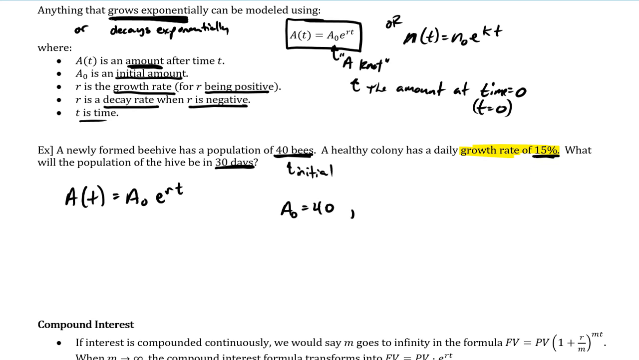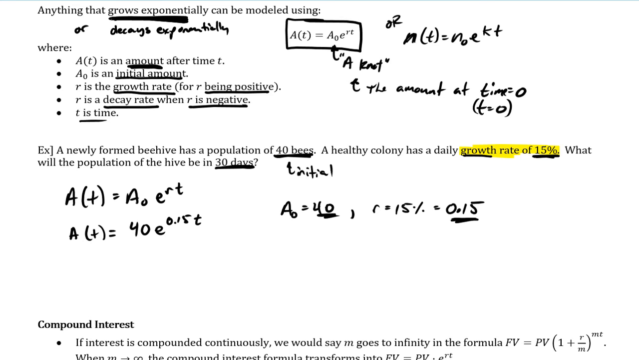Then they say a healthy colony has a growth rate of 15%. It's a growth rate, so that means it's positive. And it's given as a percent, but in our equation, we will need to change it to a decimal. So we will use 0.15. All you have to do is move it 2 to the left to get that. And then t is t. So for now, this is all I need to plug in for my formula. We're changing the A naught into 40, and then changing the r to 0.15.